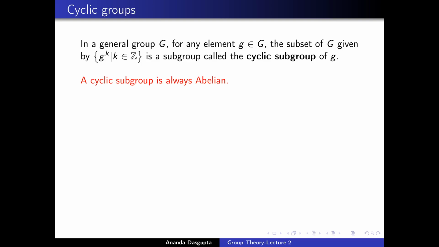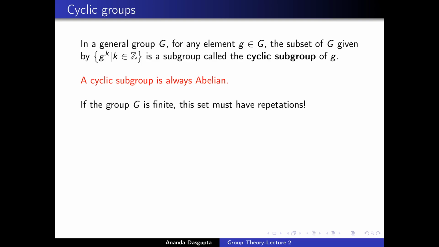Now a cyclic subgroup, by its very nature, is always abelian. That's pretty easy to see, because when you multiply two elements, g to the m times g to the n, what you're doing is multiplying m g's and n g's together. And because of associativity, you can just say that this means you're multiplying m plus n g's together, and you are going to get g to the m plus n.